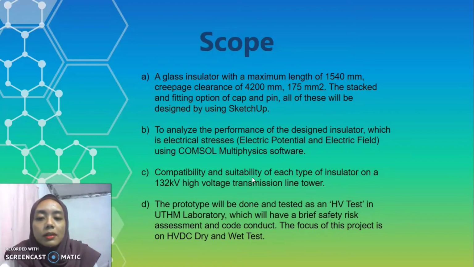compatibility and the suitability of each type of insulator on a 132 kV high voltage transmission line tower. Lastly, the prototype will be done and tested as an HV test in UTHM laboratory, which will have a brief safety risk assessment and code of conduct. The focus of this project is on the HVDC dry and wet test.